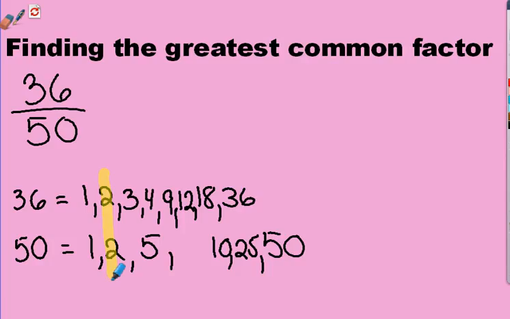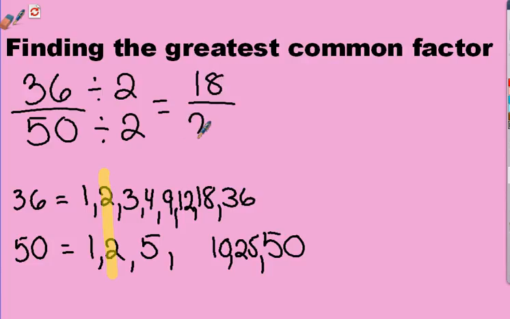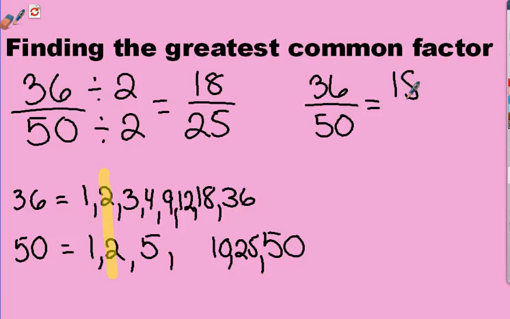So we're going to go ahead and divide both the top and bottom by 2. 36 divided by 2 is 18. 50 divided by 2 is 25. So 36 over 50 can be simplified to 18 over 25. Alright, keep practicing so you can really get good at finding your factors so you can simplify your fractions.